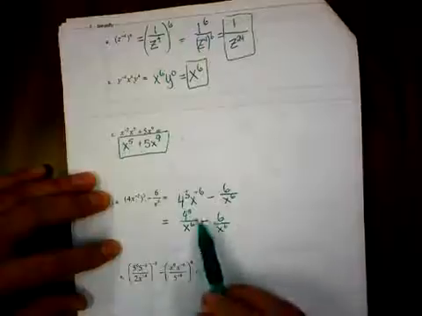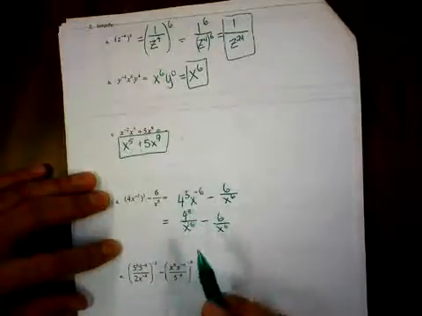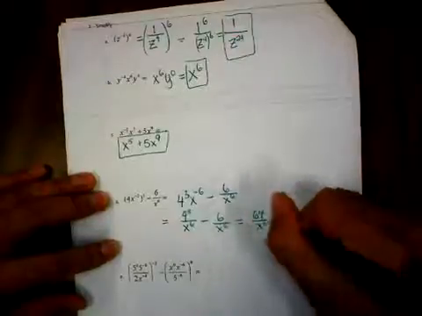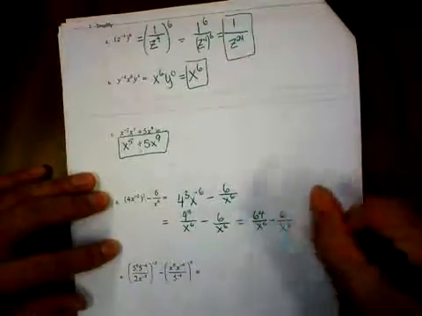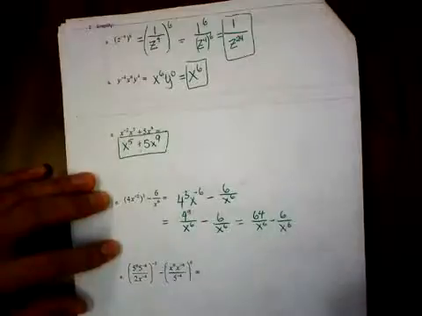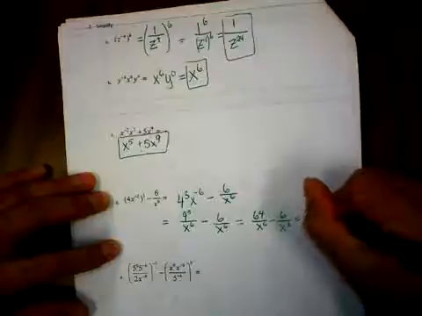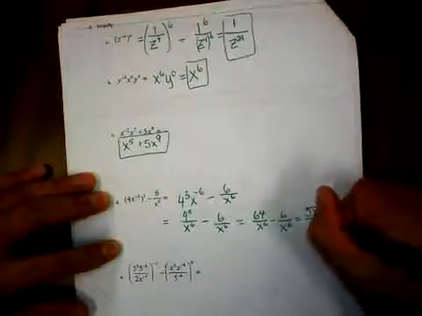Now 4 cubed is the same as 64. So this is the same as 64 over x to the 6th minus 6 over x to the 6th. And because I have a common denominator, I can subtract the numerators, leaving me 58 over x to the 6th.